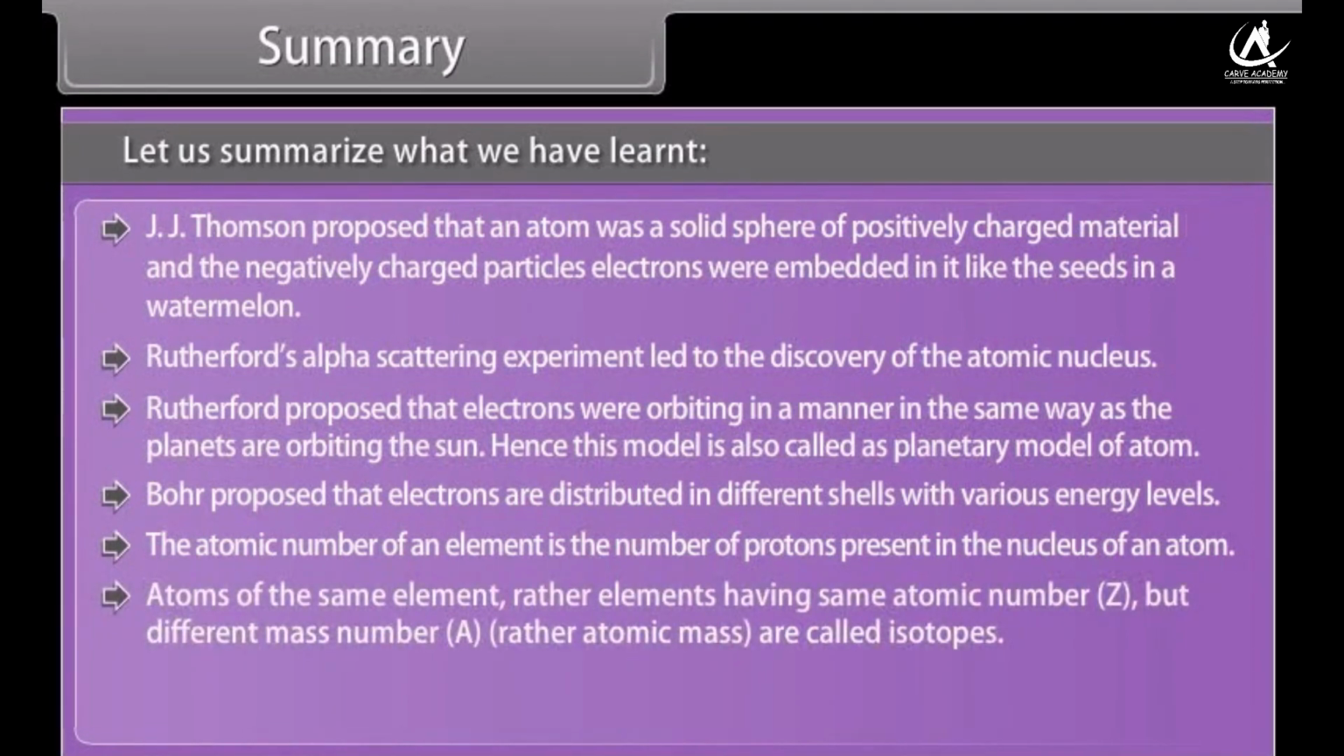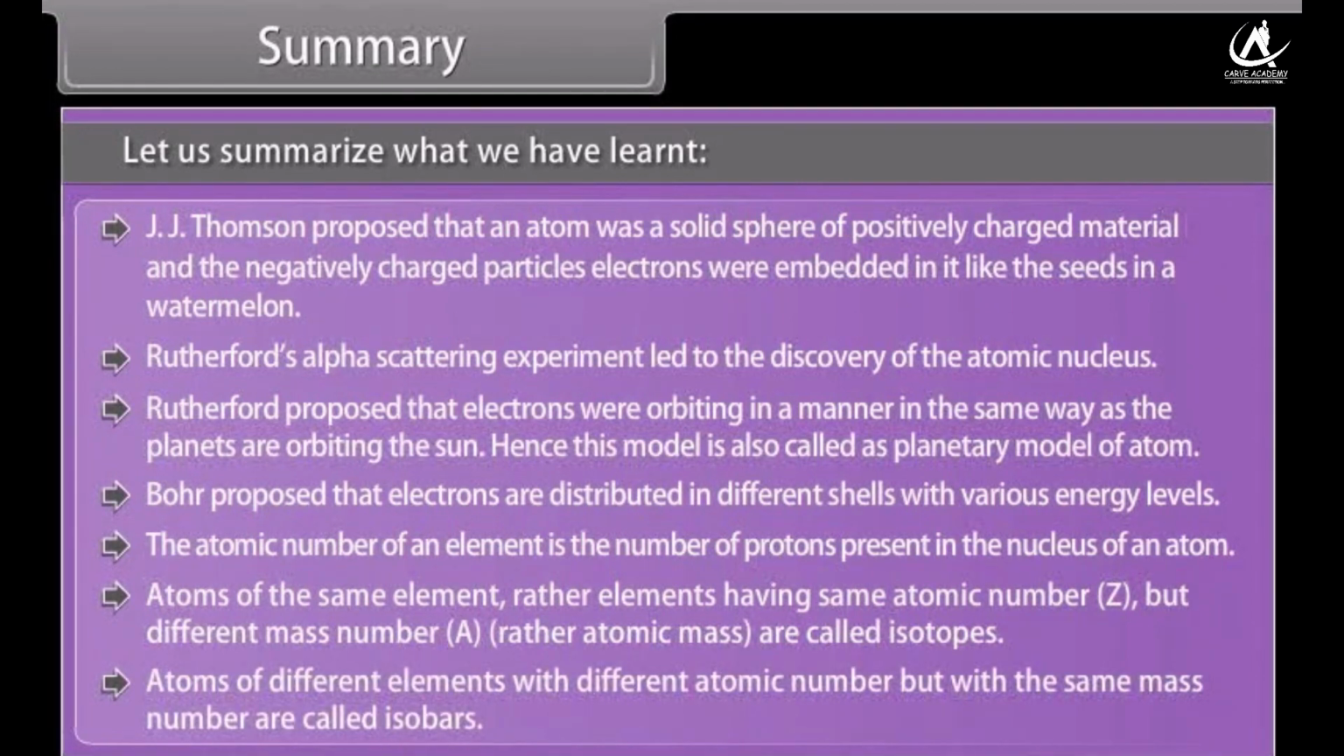Atoms of the same element, that is, elements having the same atomic number Z but different mass number A, or atomic mass, are called isotopes. Atoms of different elements with different atomic number but with the same mass number are called isobars.